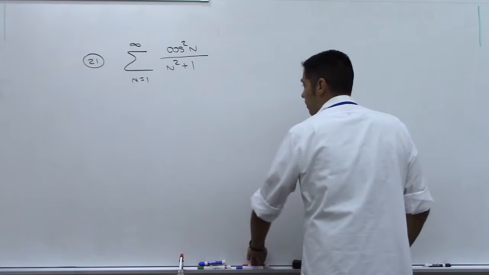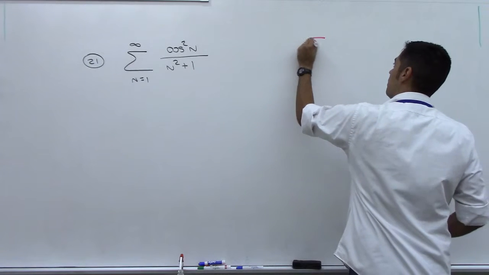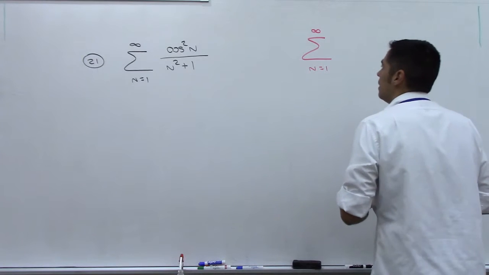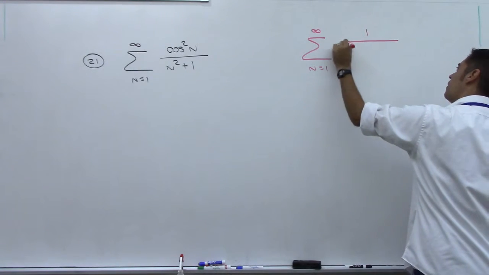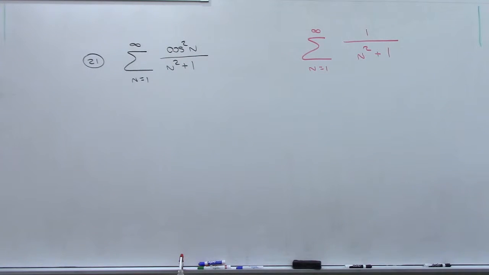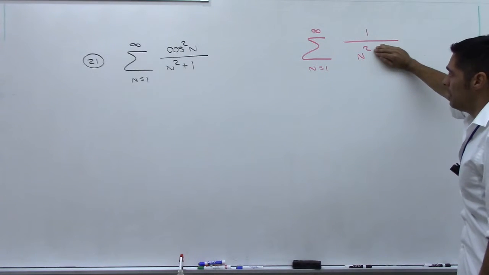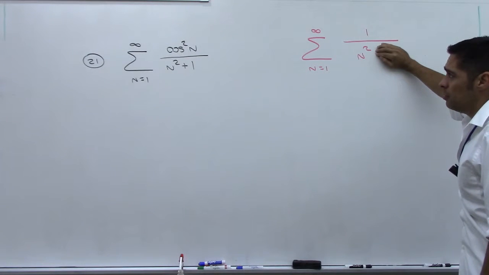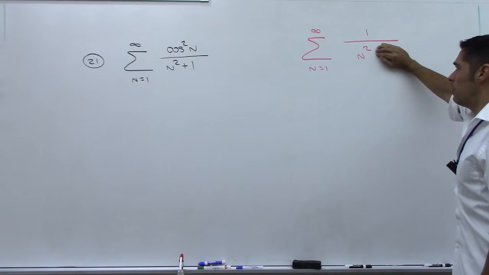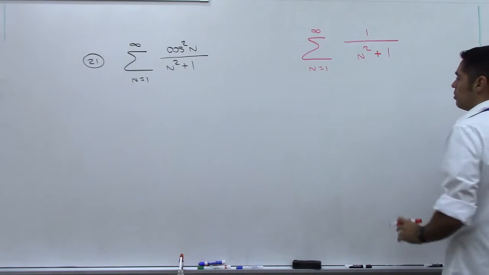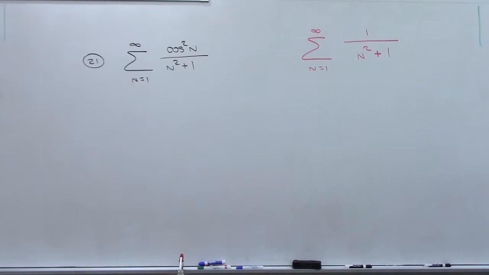So let's see what my comparison series would be. Maybe the sum from n equals 1 to infinity of 1 over n squared plus 1. So what is this? You'd have to know what this is. Well, if that wasn't there, that's a p-series, and that would be p being 2, and that would converge. Adding 1 to the bottom is not going to change the convergence. You could check this for yourself.